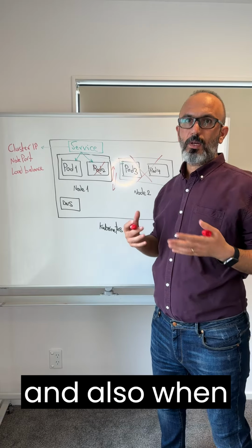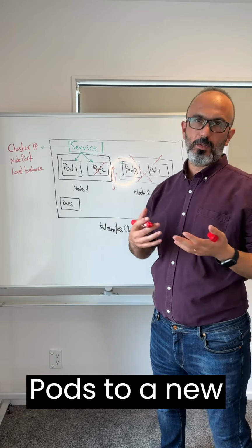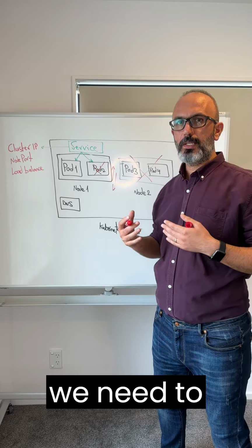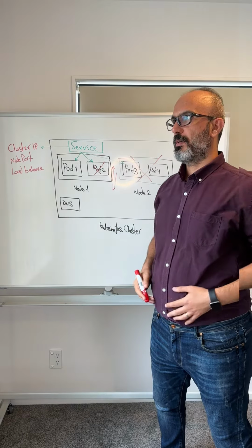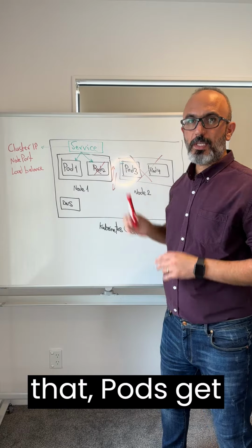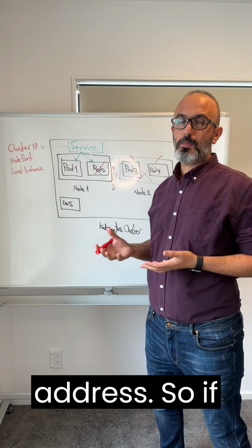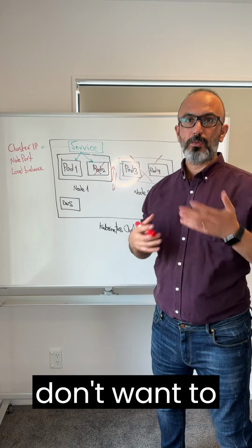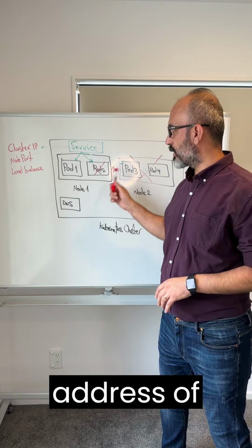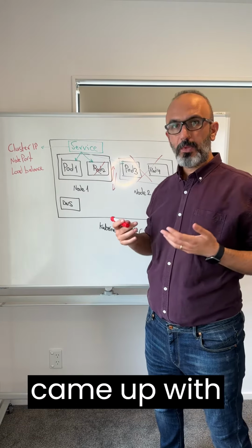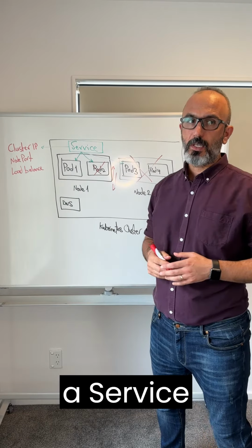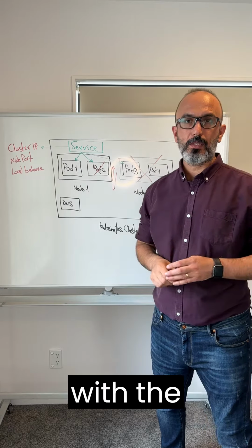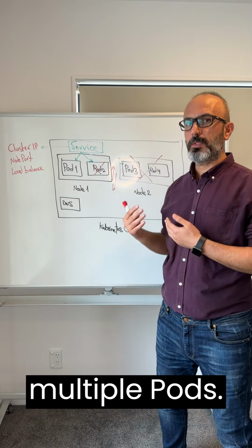Also when we are updating our pods to a newer version of our source code, we need to create new pods. Because of that, pods get assigned a dynamic IP address. So if we want to communicate with these pods and we don't want to chase their ever-changing IP addresses, we came up with the concept of a service, where instead of communicating with a pod, you communicate with a service which could contain one or multiple pods.